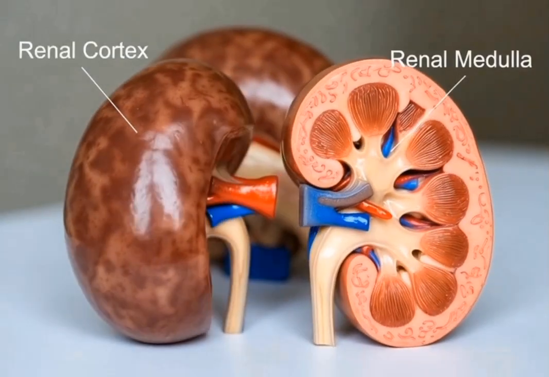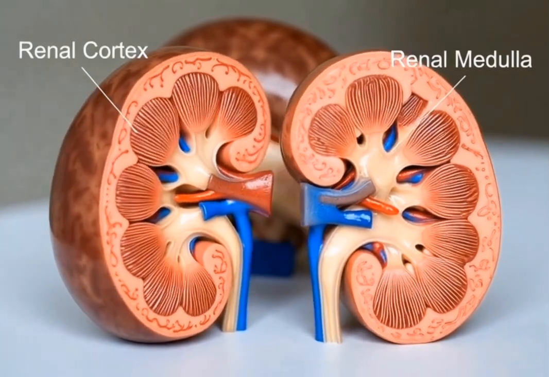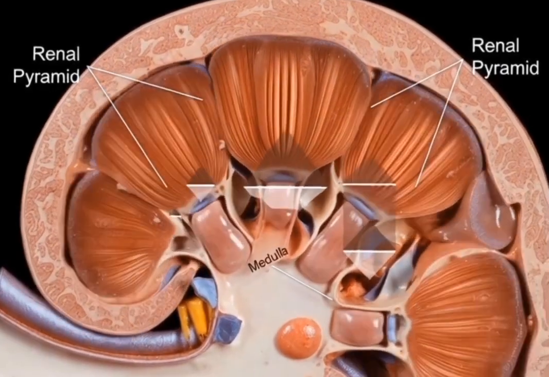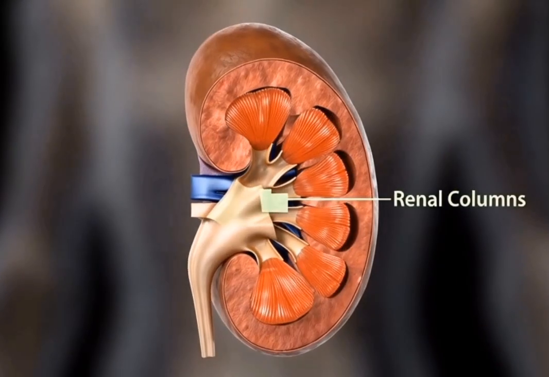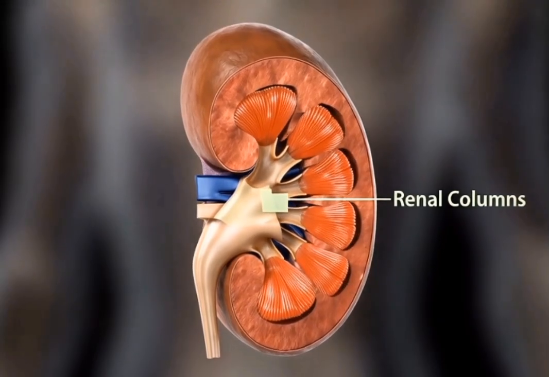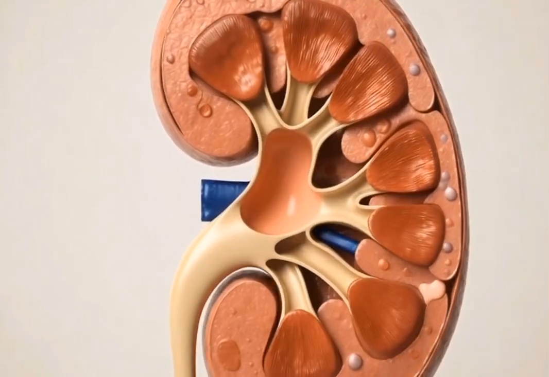The outer region of the kidney is the renal cortex, and the inner region of the kidney is the renal medulla. The renal medulla is divided into cone-shaped structures called renal pyramids. Renal columns are extensions of the renal cortex that lie between the renal pyramids. The renal pelvis is a funnel-shaped cavity at the center of the kidney.